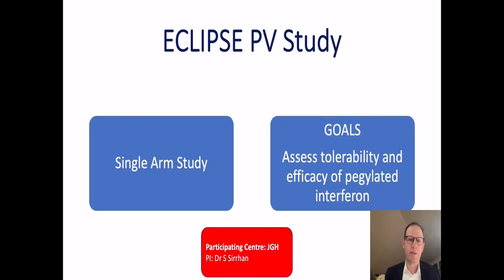This is, like I said, a single arm study, and the goals are really to assess the tolerability and efficacy of pegylated interferon. And the study is open at the Jewish General Hospital with Dr. Siram.